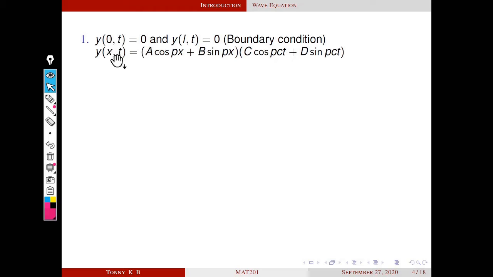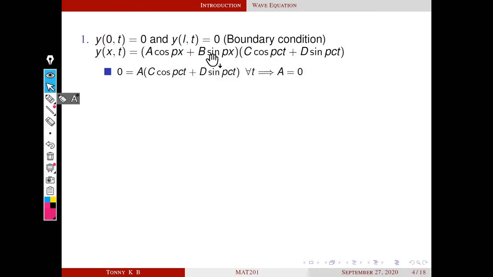When x equals 0, the left hand side becomes y(0,t), that is 0, and on the right hand side, cos 0 is 1 and sin 0 is 0. So this term becomes a. So when x equals 0, this equation becomes 0 = a times (c cos pct + d sin pct) for all t. As in the previous cases, this term is non-zero. If this term is 0, then y(x,t) is throughout 0. That means there is no displacement. So this implies a should be 0.